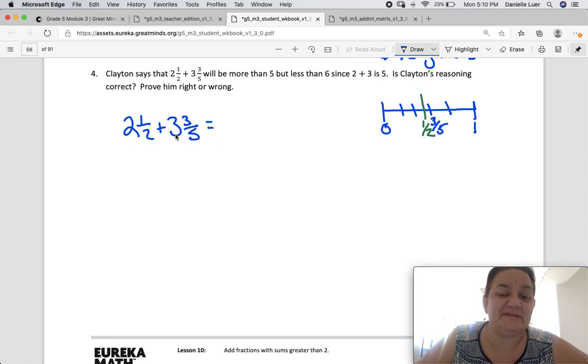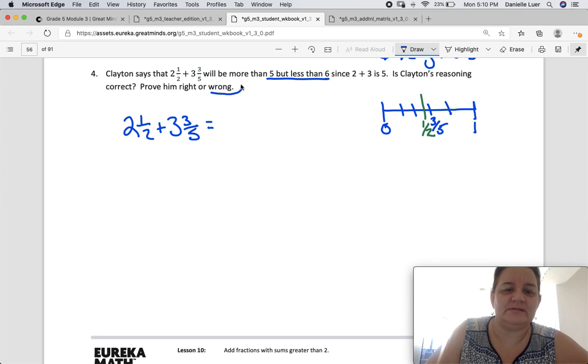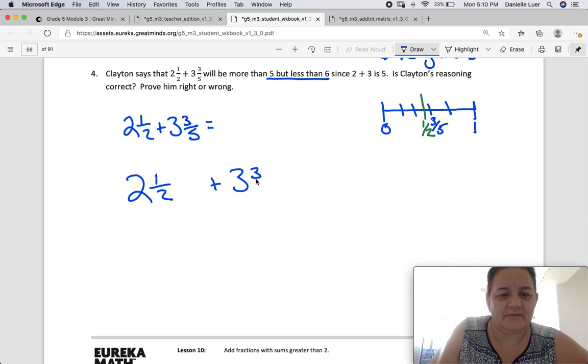So 2.5 plus 3.5, well, that right there would be 6. And he's saying it would be bigger than 5 but less than 6. But we know it's going to be bigger than 6, don't we? So let's prove him wrong. Okay? 2.5 plus 3 and 3/5. Well, what is our common denominator here?